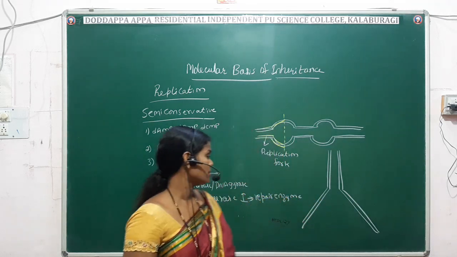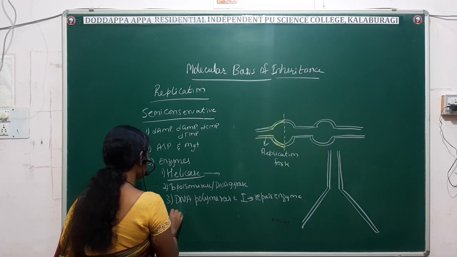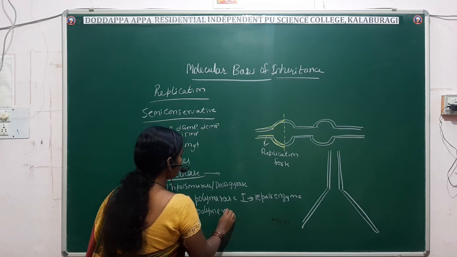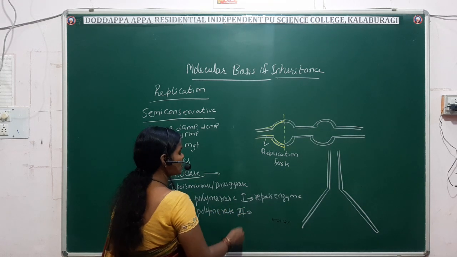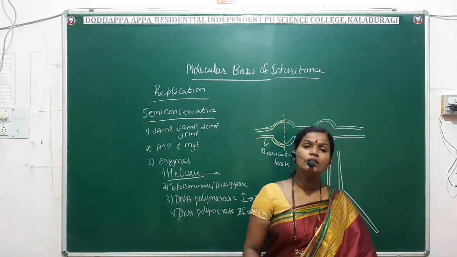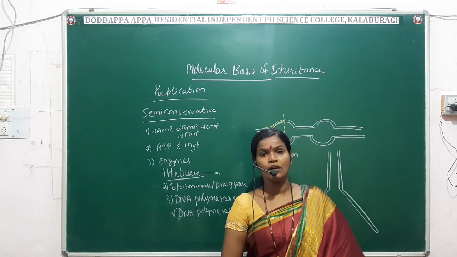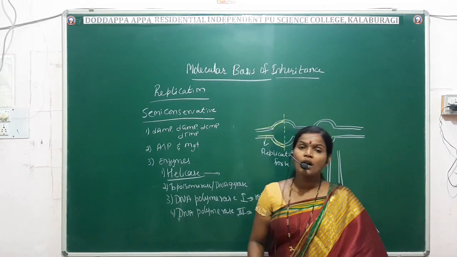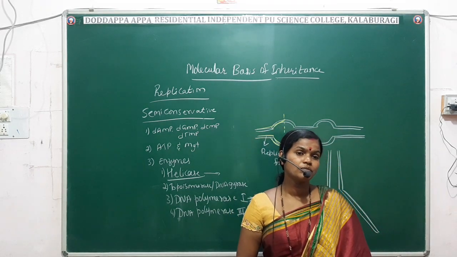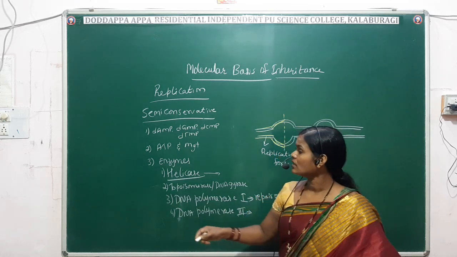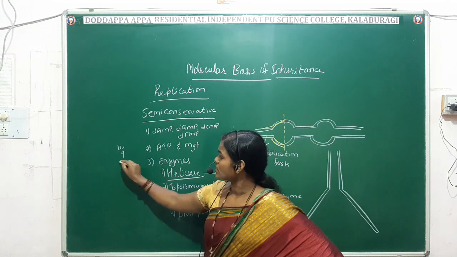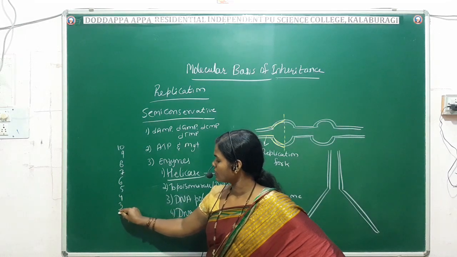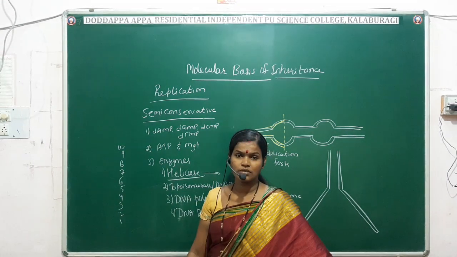Now, one more enzyme is there, that is DNA polymerase 3. Now, DNA polymerase 3, what will it do? It is catalyzing the reaction from the 3 prime end to 5 prime end, or that is 3 to 5 to 5 to 3. That means, for example, see, here take the 10 numbers: 10, 9, 8, 7, 6, 5, 4, 3, 2, 1. It is in the reverse direction, is it not?